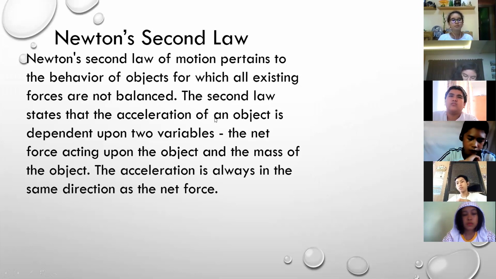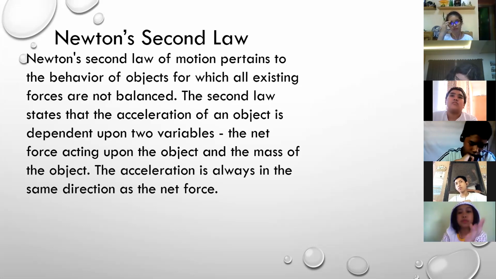But this time around, the second law of motion, which is the law of acceleration, states that the acceleration of an object depends on two variables: the net force that acts on the object and the mass of the object. The greater the force, the faster the acceleration. Acceleration is directly dependent on force, but inversely proportional to mass. The heavier the object, the lesser the acceleration. The lighter the object, the greater the acceleration.